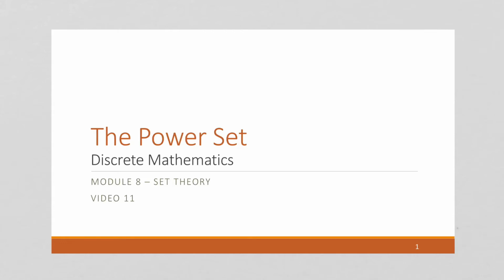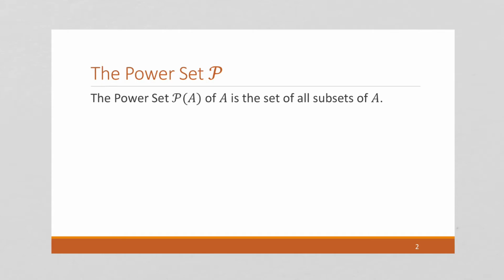Okay, in this video we're going to talk about the power set. The power set in set theory is the set of all subsets of whatever parameter it takes. So in this case, P of A is the power set of A, which is a set of all subsets of A. So let's see an example of this.